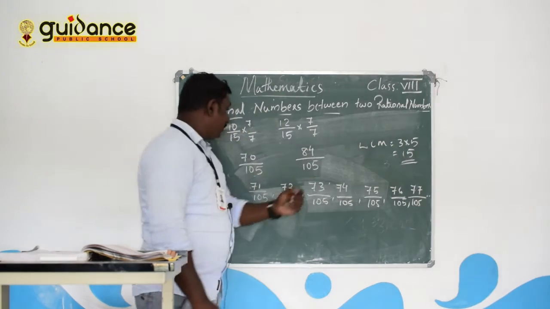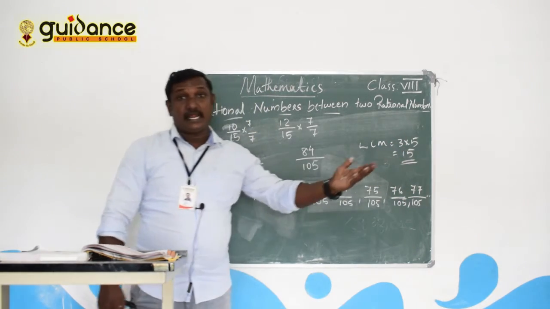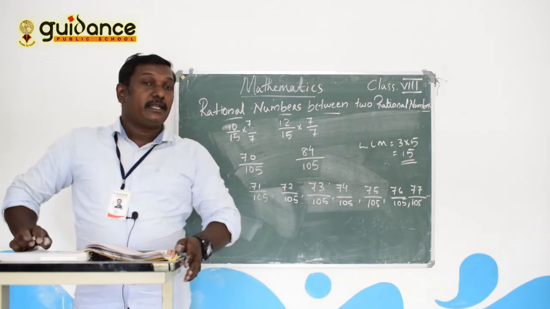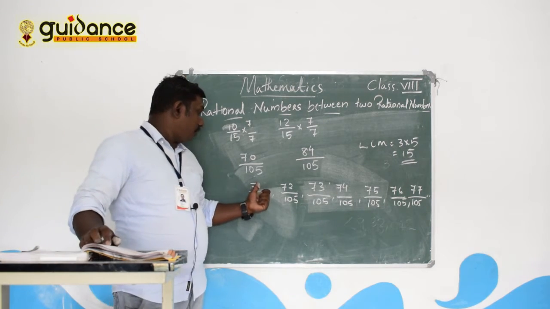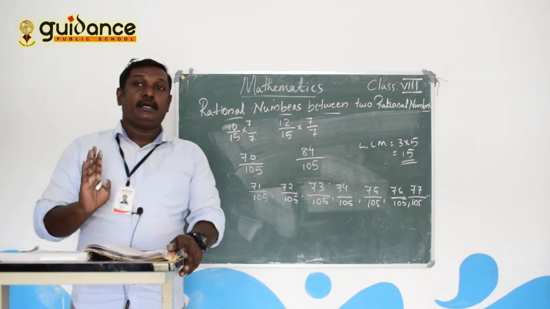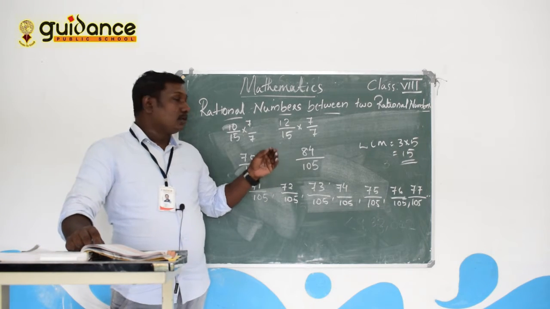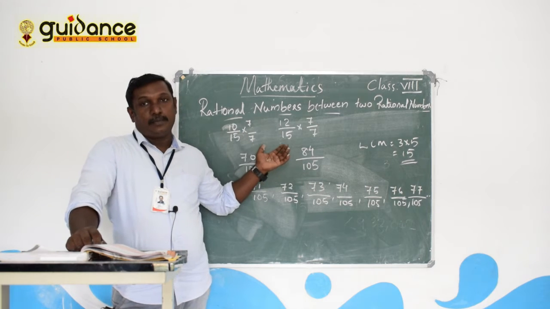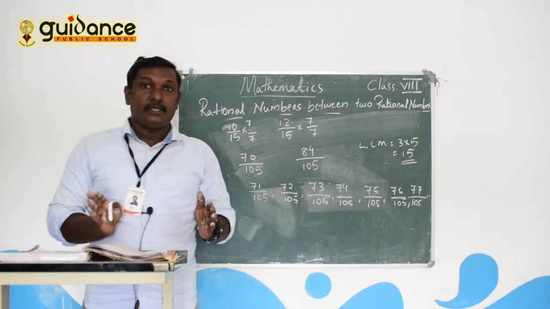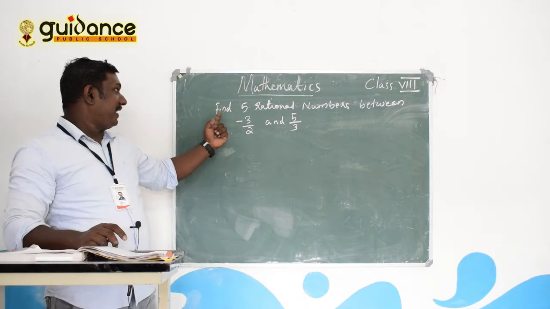How many numbers did we get? 1, 2, 3, 4, 5, 6, 7, etc. So we got more than 6 numbers. Do you understand this? When we multiply with a number more than 1, we get the actual number of rational numbers in between them. So first we change the denominators to become the same, then we multiply with a number more than 1. Okay, now we can see one example.